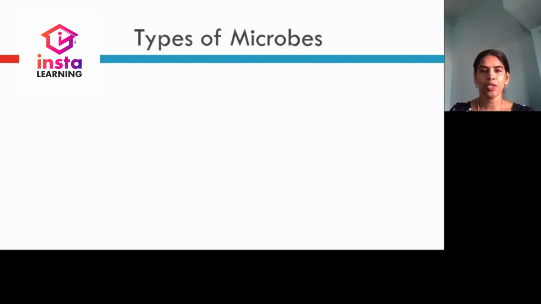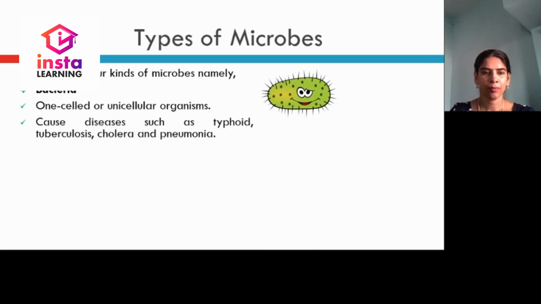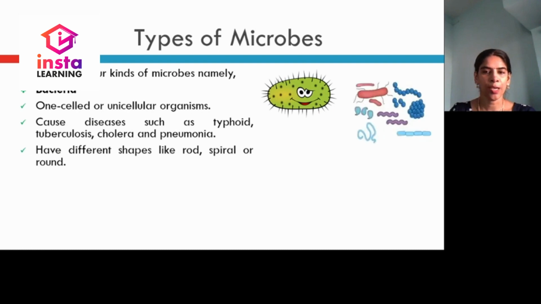Let us learn the different types of microbes. There are 4 kinds of microbes, namely bacteria, which is a one-celled or unicellular organism. It causes diseases like typhoid, tuberculosis, cholera, and pneumonia. It has different shapes like rod, round, spiral, etc.